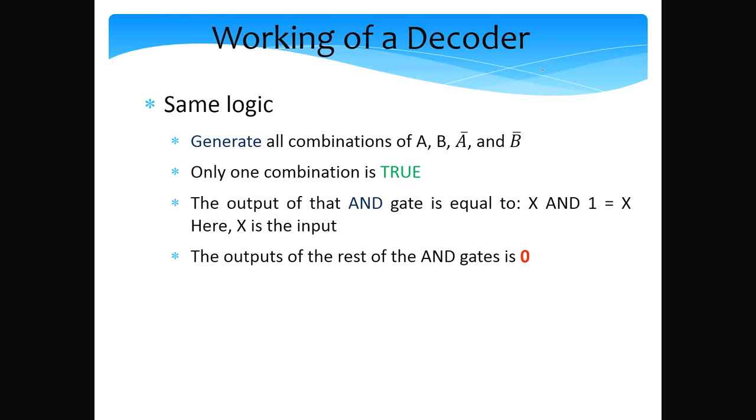This slide again summarizes the working of the decoder, which I'll just repeat. The logic is the same as the multiplexer: generate all combinations of A, B, A complement and B complement. Only one of the combinations will be true. The output of the AND gate corresponding to that combination will be equal to x ANDed with 1, where x is the input, and x AND 1 is equal to x. The outputs of the rest of the AND gates will be 0.